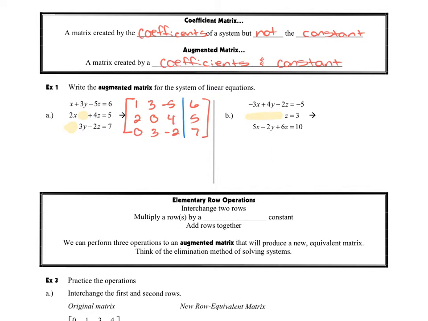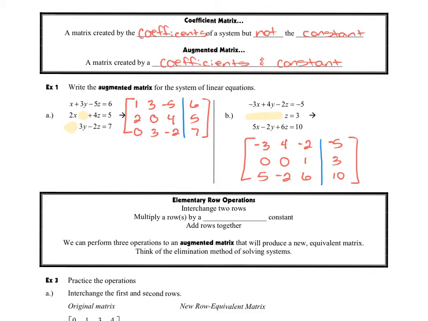On my next one here, I can go ahead and draw my bracket. I'm just going to grab those coefficients. So I'm going to have a -3, a 4, a -2, and a -5. I'm going to put in both zeros, one for the z, and a 3, and a 5, and a -2, and a 6, and a 10. Close off that bracket, and then again, if we want, we can draw in that vertical bar, separating the coefficient matrix from the constants.